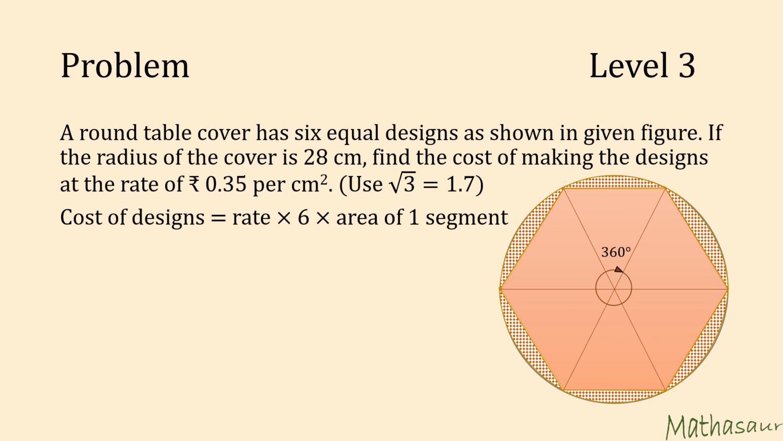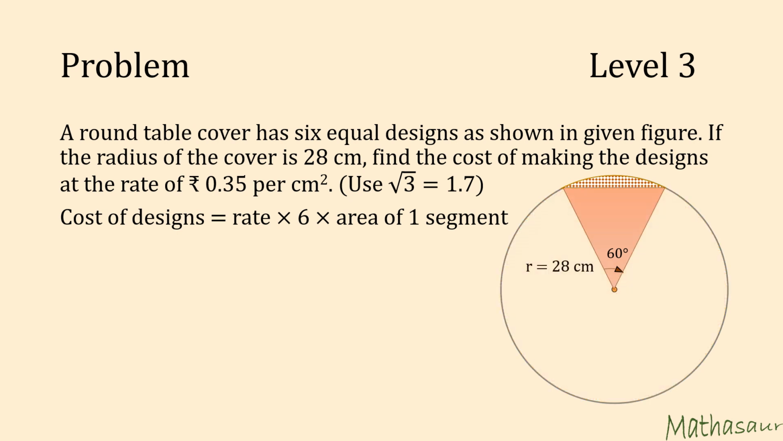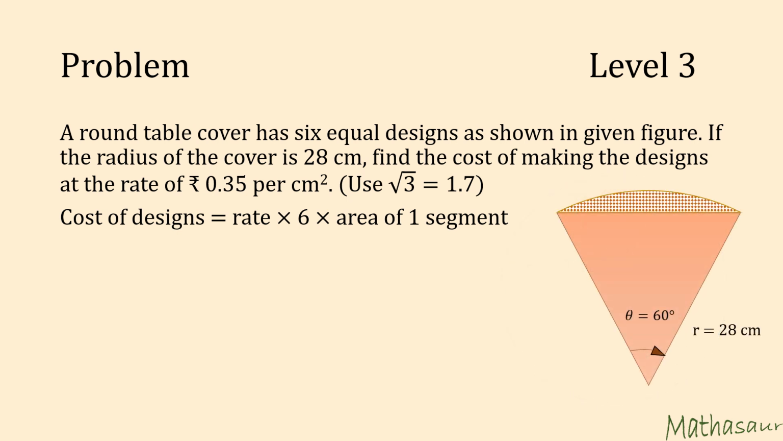We know that the circle subtends an angle of 360 degrees at the center. Since we are dividing the circle into 6 equal parts, the angle subtended by one sector would be 1/6 of 360 degrees or 60 degrees. Now let us look at one sector, and we have to find the area of this segment. We know that radius is 28 centimeters and the angle subtended at the center is equal to 60 degrees. Now we know that area of segment is equal to area of sector minus area of this triangle.